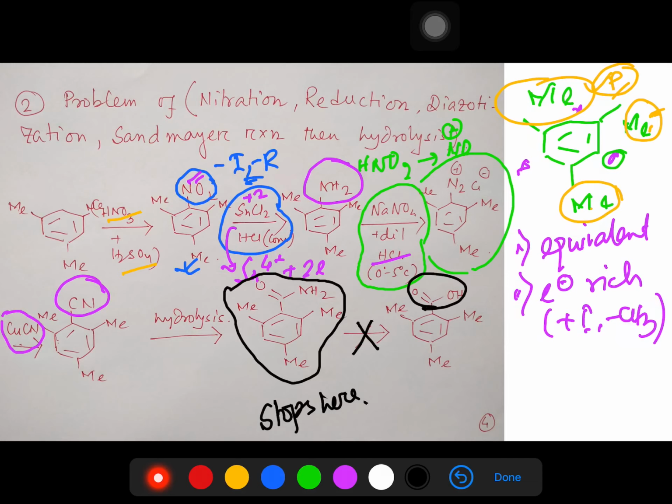Remember that an MCQ could be constructed from this: under hydrolysis, for example acid or base with heat, what is the product? So 4 options could be given, but you have to understand that for mesitoic acid it will stop here. Detailed description after some time.